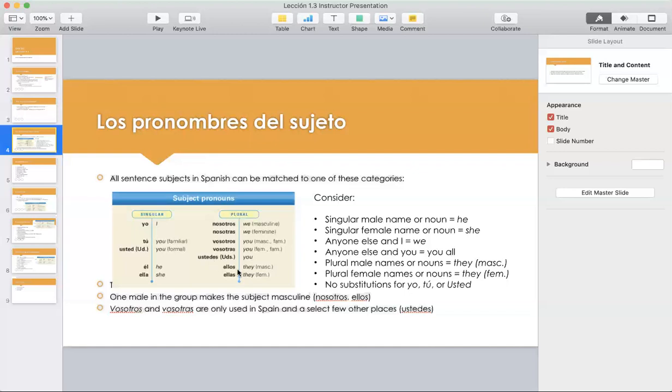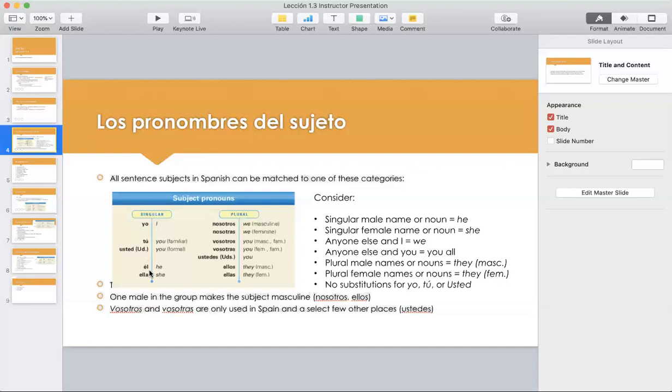And then we have ellos, which is they, masculine, and ellas, which is they in the feminine. So again, let's go over them one more time. So yo, I, use it for myself. I'm talking about myself. Tú, the you, the informal. You will use it whenever you're addressing someone directly in the informal way. Usted is when you're talking directly, addressing someone directly in the formal.